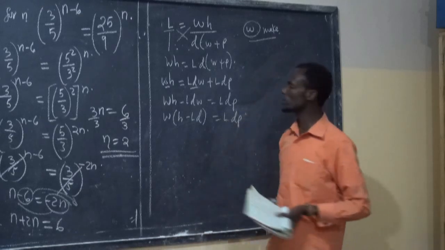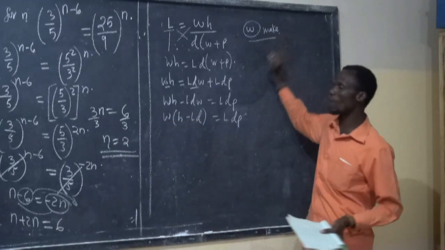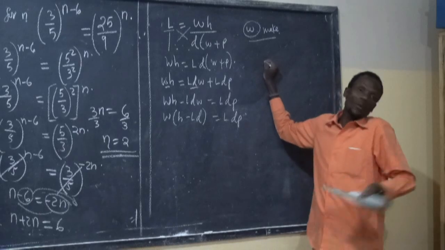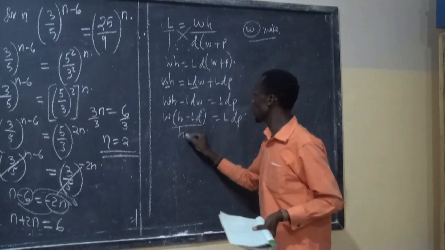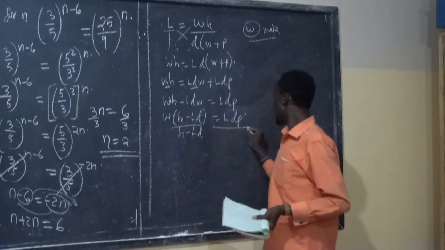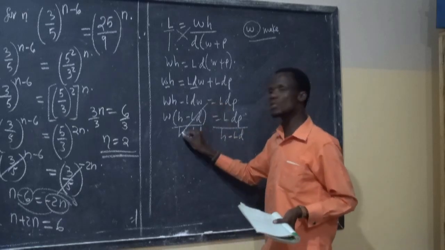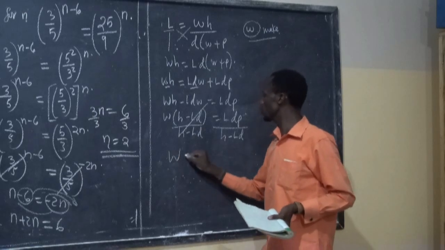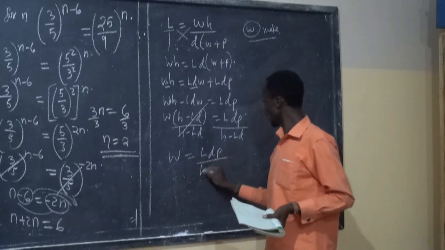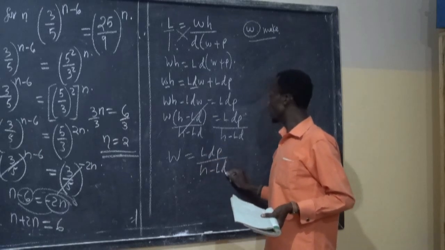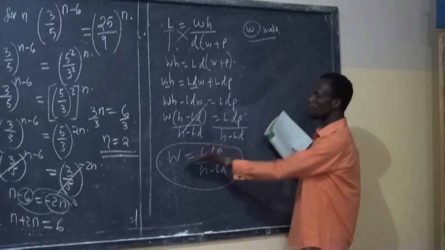Now, the question is to determine the value of W. That is to say, we are making W the subject of the formula. So we don't have something to root. We have to divide by H minus LD over here, H minus LD. Now, cancel this one. You remain with W is equal now to LDP over H minus LD. This is what we've been looking for. That is how we have got the value of W.